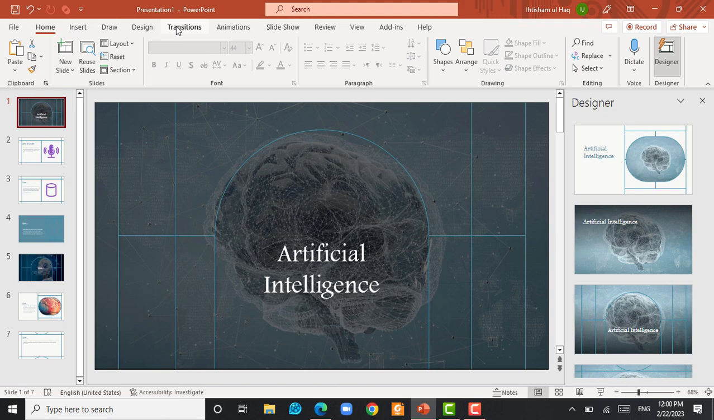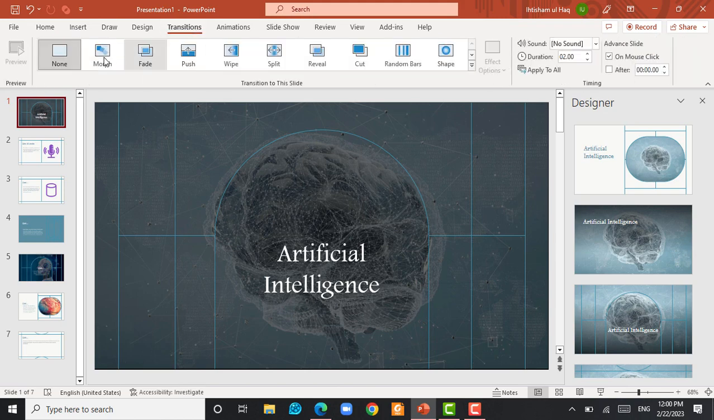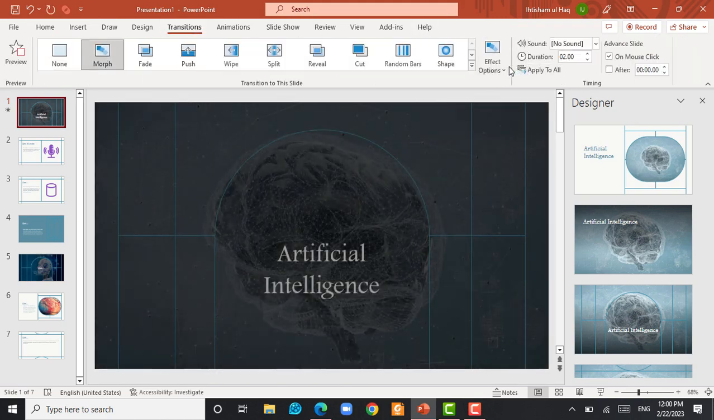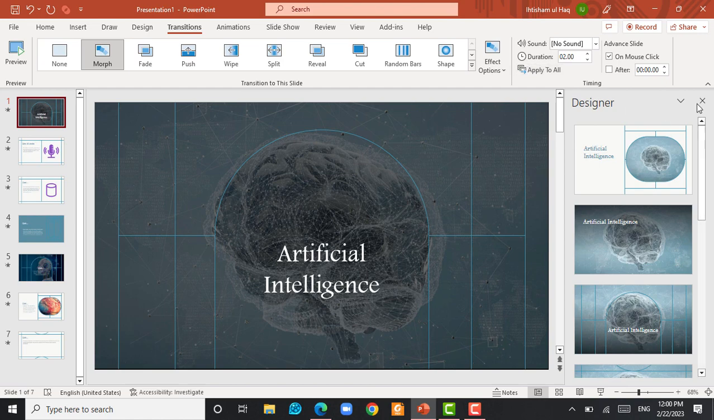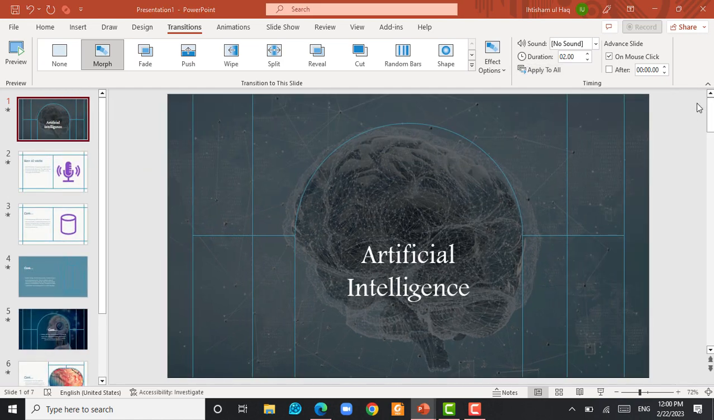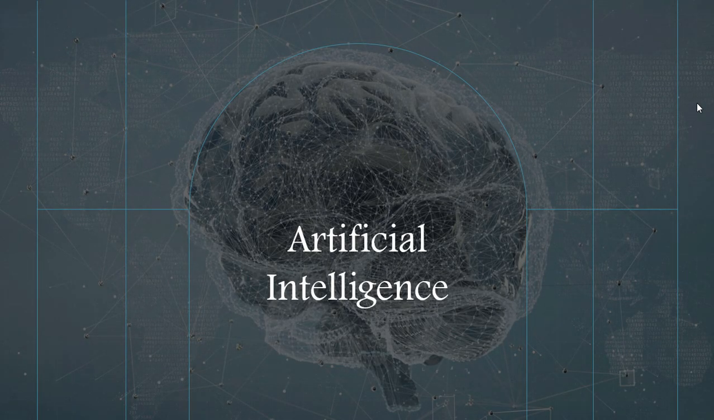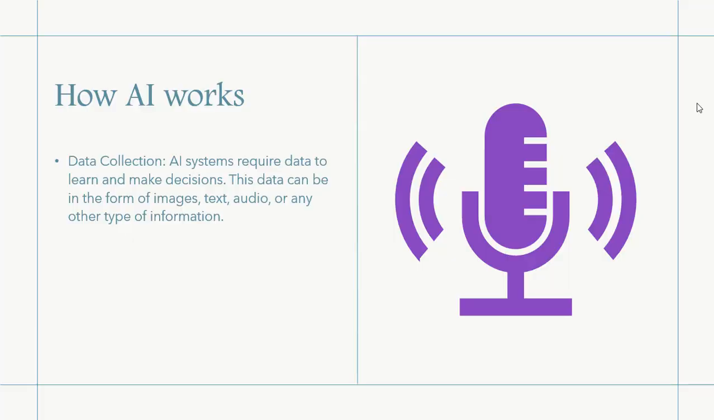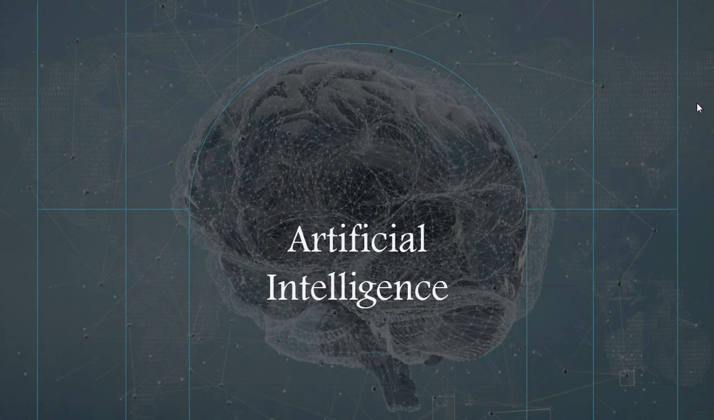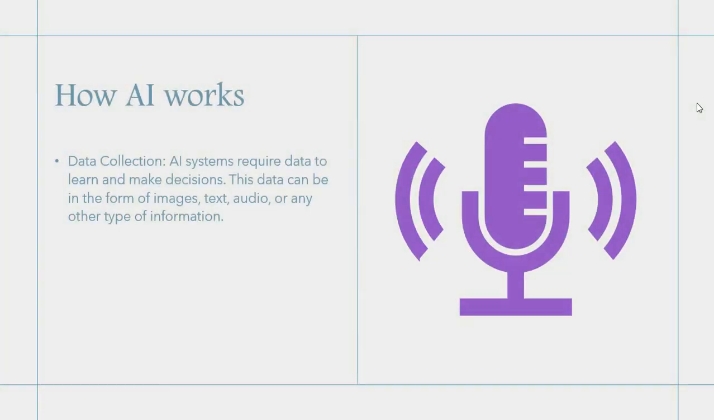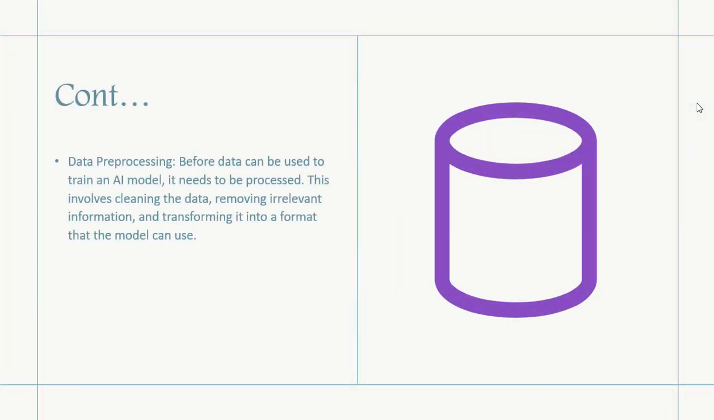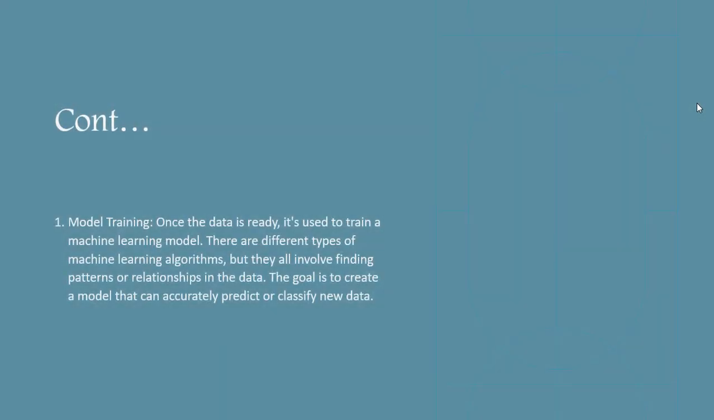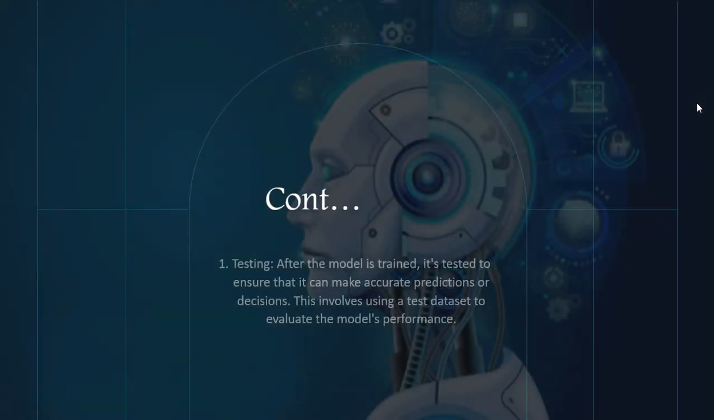Now apply transition, apply to all. So this is how you can use artificial intelligence to create your presentation.